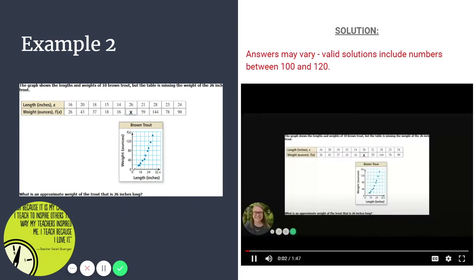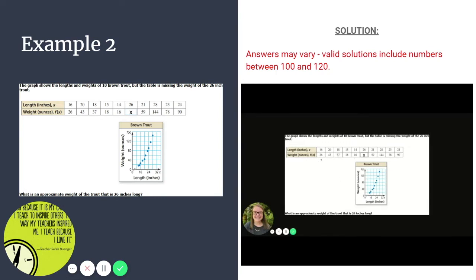The graph shows the lengths and weights of 10 brown trout, but the table is missing the weight of the 26-inch trout. What is an approximate weight of the trout that is 26 inches long? So here is our table. We have x, and we have the function of x, which is also known as our y. So the length is in inches. Those are those values here. You'll find those in the x-axis of the graph. The weight is in ounces. You'll find those here, which is in the y portion of your graph there, your y-axis.